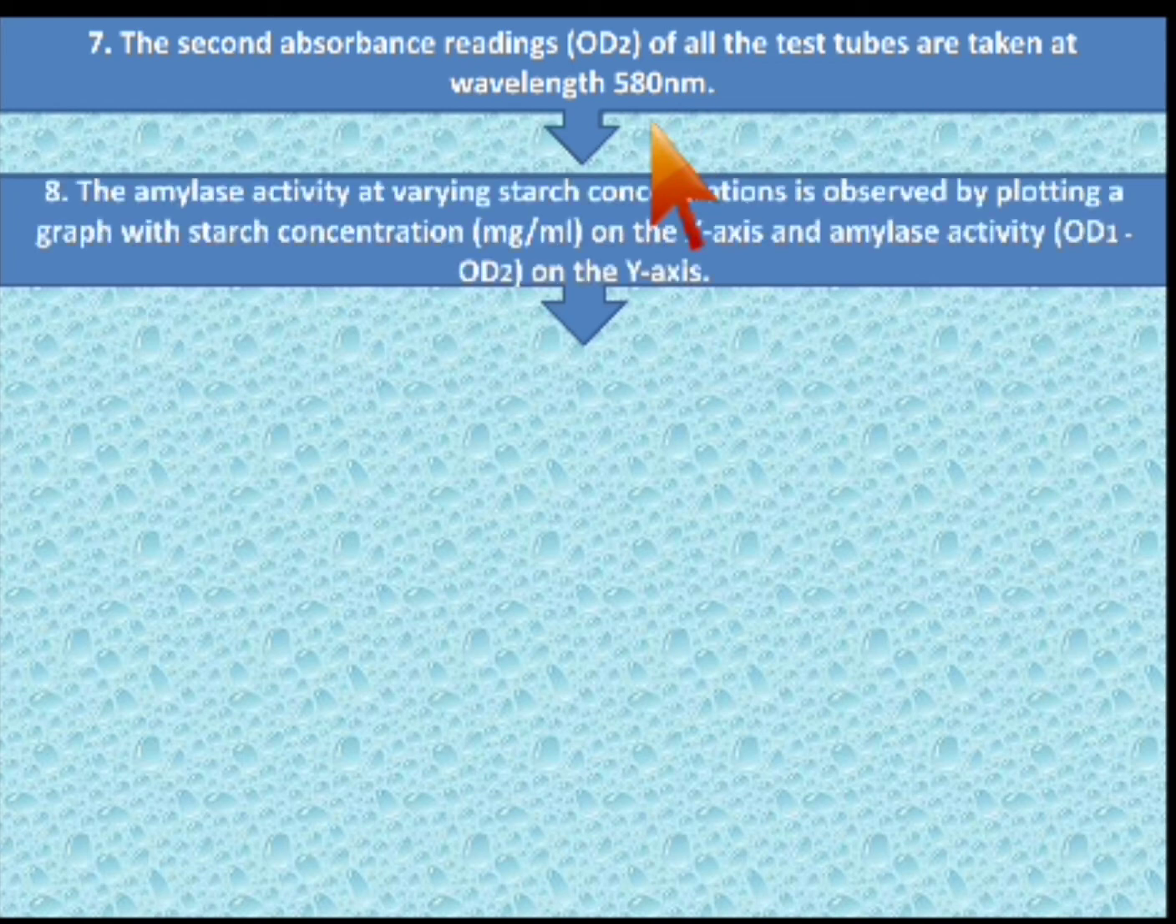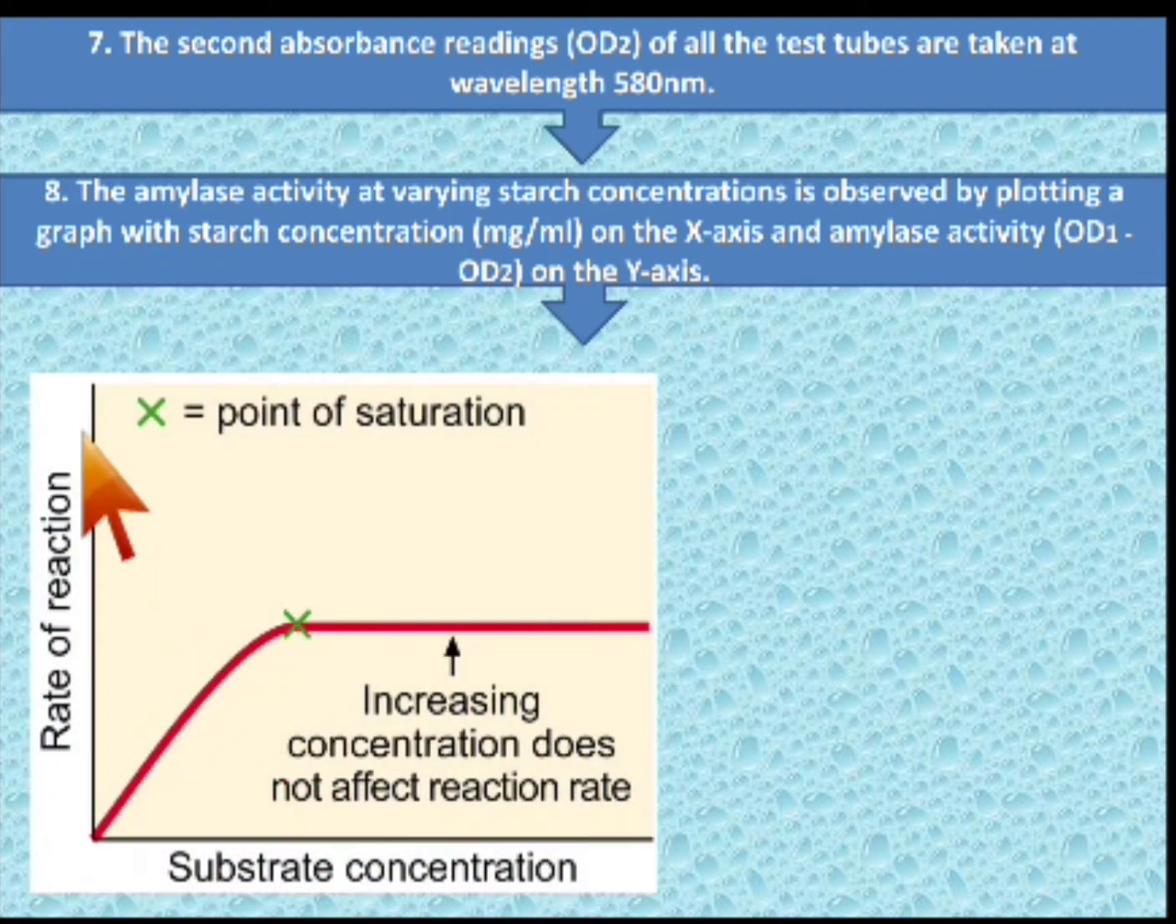Then after getting the second absorbance reading, the activity of the enzyme amylase at different starch concentrations is observed by plotting a graph with the starch concentration on the x-axis and the amylase activity on the y-axis. For the activity, you will use this formula: the difference between the first absorbance reading and the second absorbance reading, OD1 minus OD2. So this is how you will get the graph.